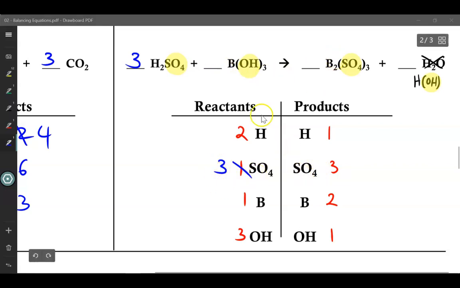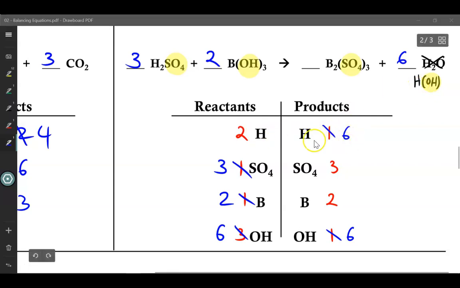Let's look at the borons now. I have a 1 and a 2, obviously I can't play with a subscript, so I'm going to play on this side instead. By putting a 2 here, I now have 2 borons. But don't forget this coefficient also affects the hydroxide, and now I have 6 of them. So the sulfates are balanced, the borons are balanced, but the hydroxides are not. I have 6 on this side, only 1 on this side, so let's put a number in front over here. Now I've got 6 hydroxides, so let's recalculate. But don't forget you also have 6 hydrogens as well.